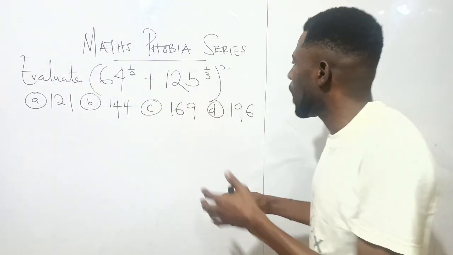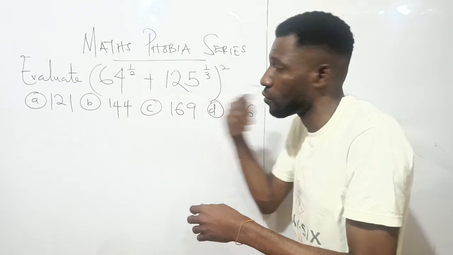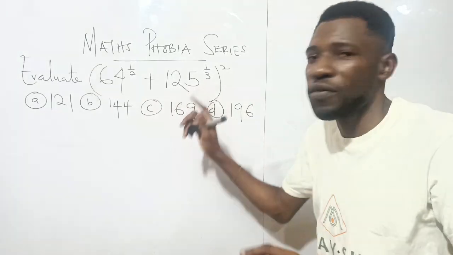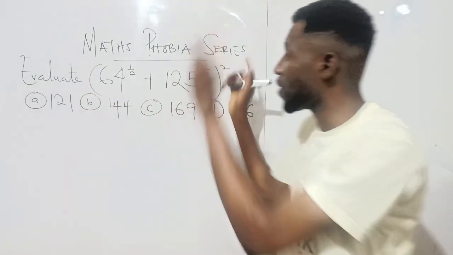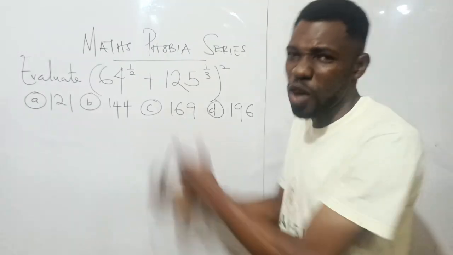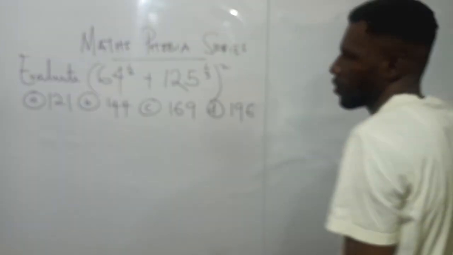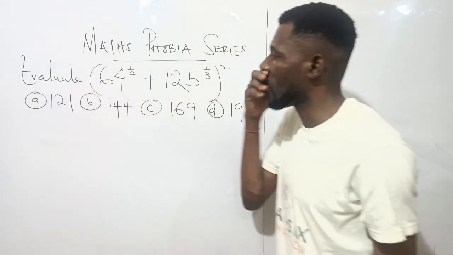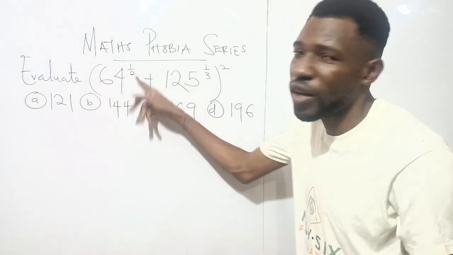All right, so we have: evaluate 64 raised to the power of half plus 125 raised to the power of 1 over 3, everything raised to the power of 2. So what do we do in this? All right, 64. The easiest way we can do it is this. Now, 64, we have half. What does that tell us?